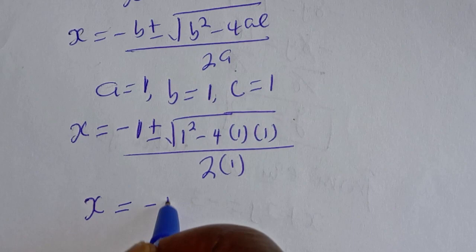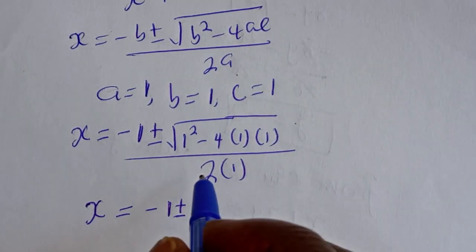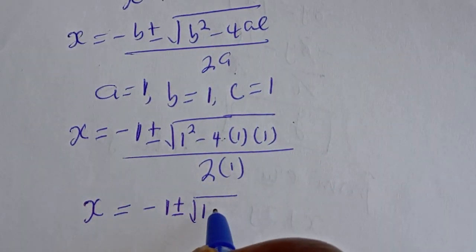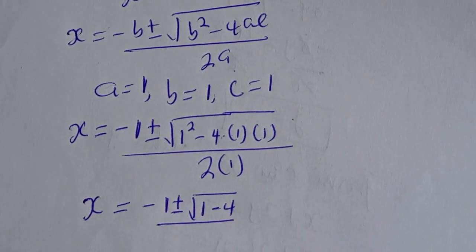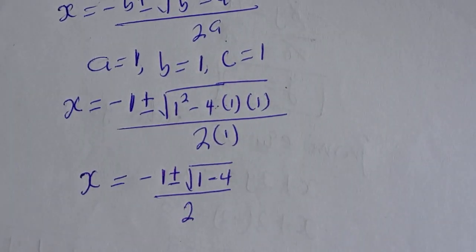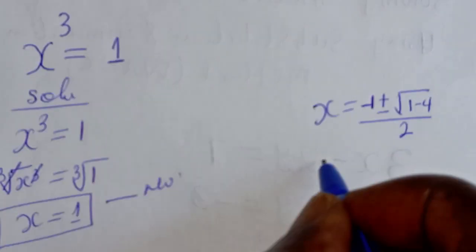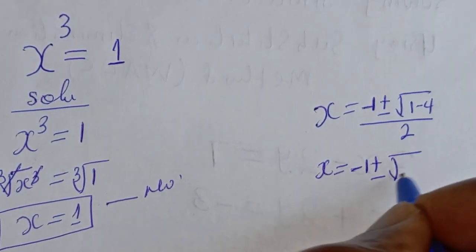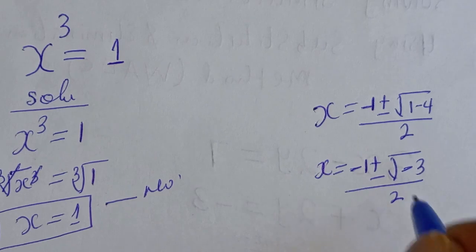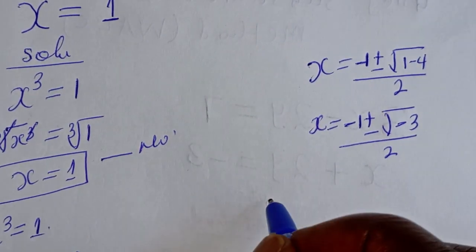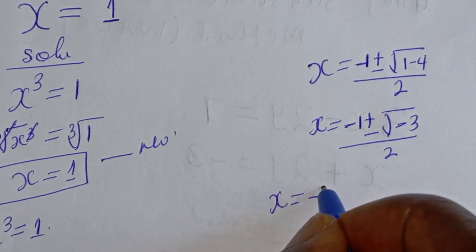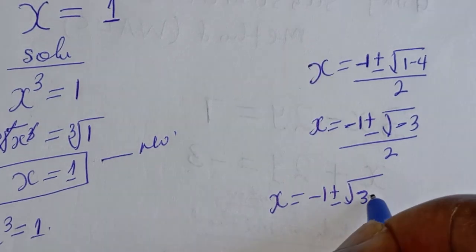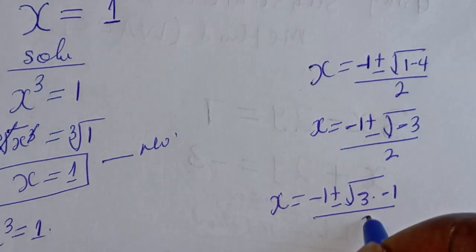S is equal to minus 1 plus or minus square root of 1 square is 1, minus 4 times 1 times 1, that is minus 4, over 2. Then S is equal to minus 1 plus or minus square root of minus 3 over 2. Now S is equal to minus 1 plus or minus square root of 3 multiplied by minus 1 over 2.